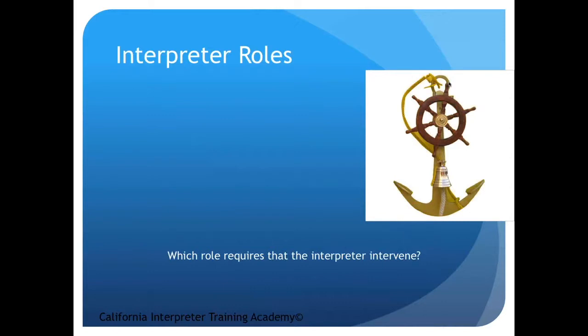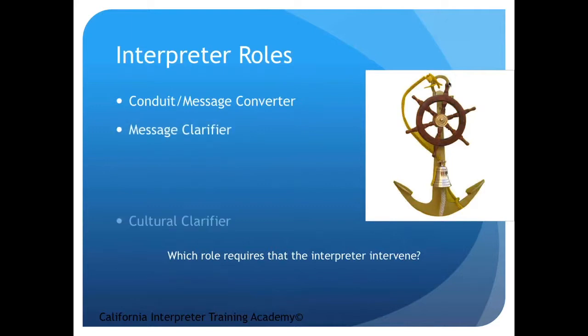Speaking of the interpreter's role, let's very quickly review some of these. As you may remember from previous training based on the CHIA standards of practice and code of ethics, the function of the interpreter identifies four main roles: the conduit or message converter role, the message clarifier role, the cultural clarifier role, and the role of advocate. Based on what I said a moment ago about the active role assumed by this need for clarification, clearly both the message clarifier and the cultural clarifier roles require these interventions.